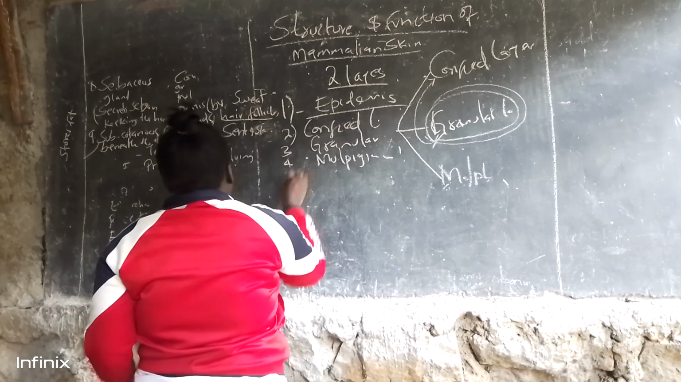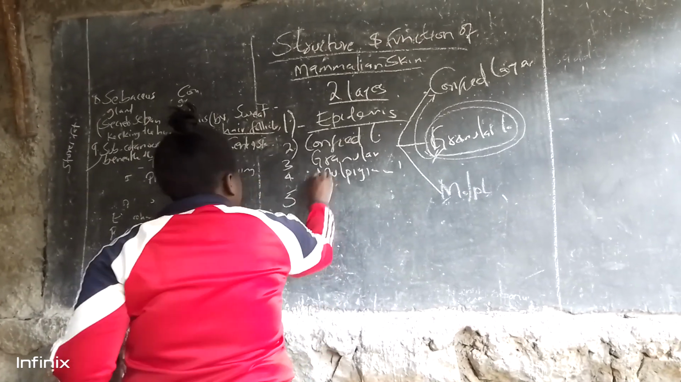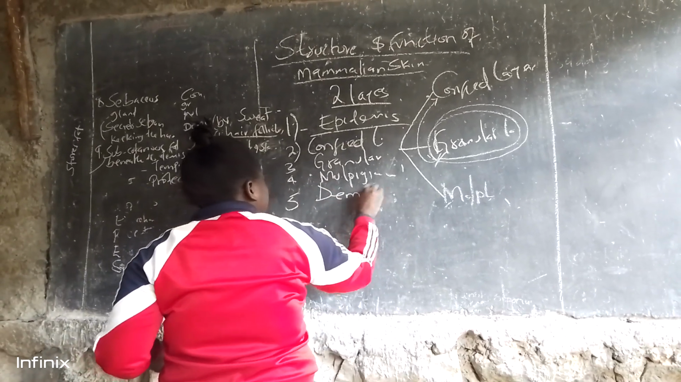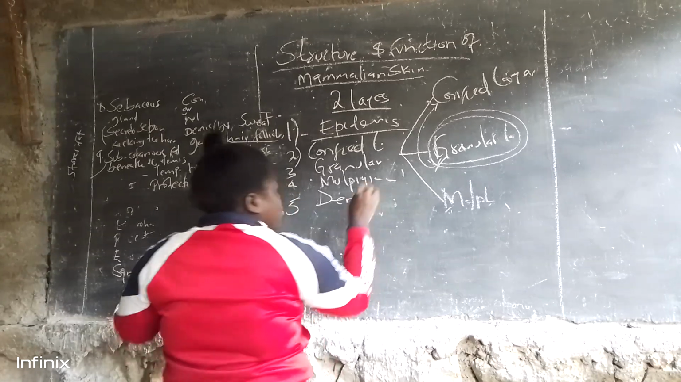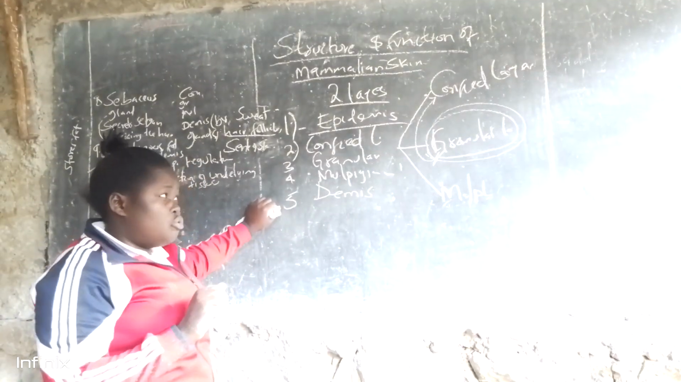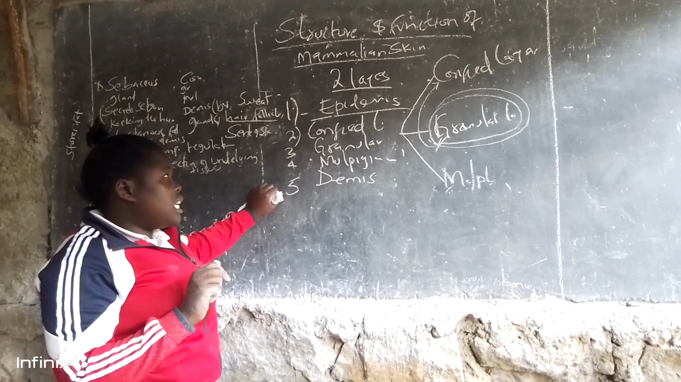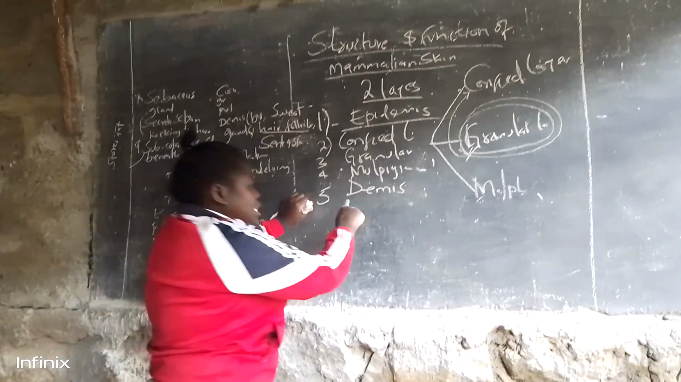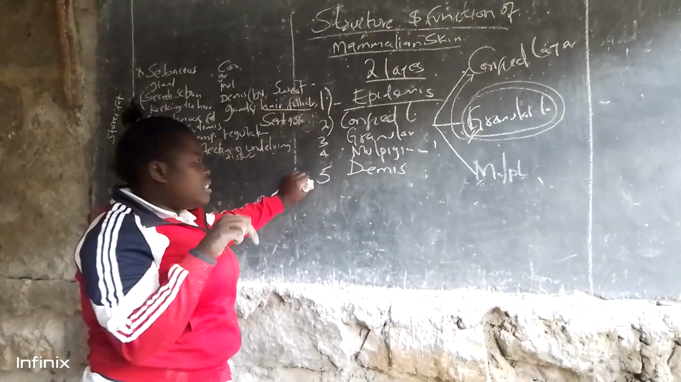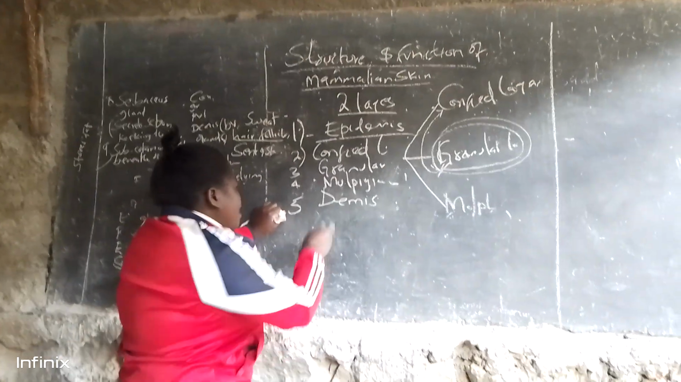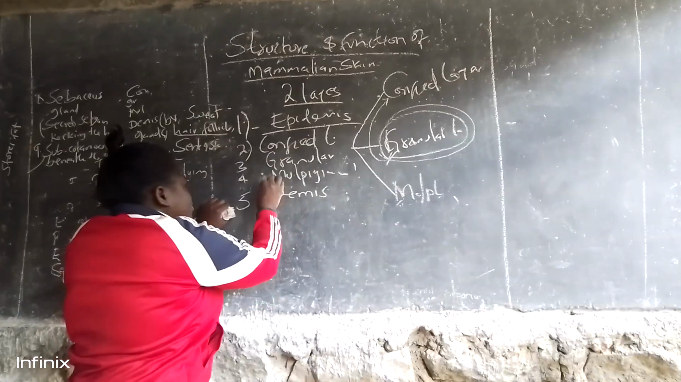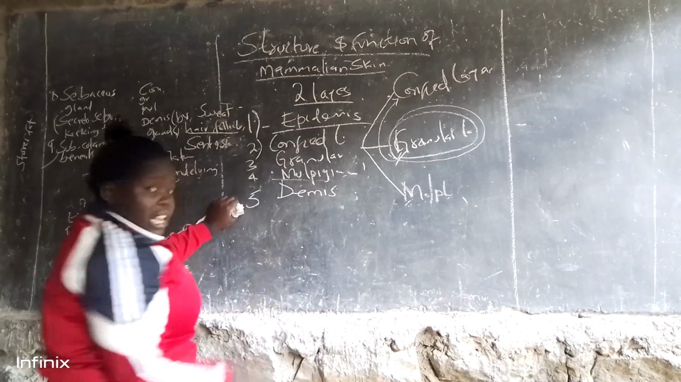Then number 5, now we go to the dermis. We said that the skin is divided into 2 main layers. First of all, we talked about the epidermis layer, then the dermis. Now the dermis is found beneath the epidermis. After all these layers of the epidermis, we find the dermis.